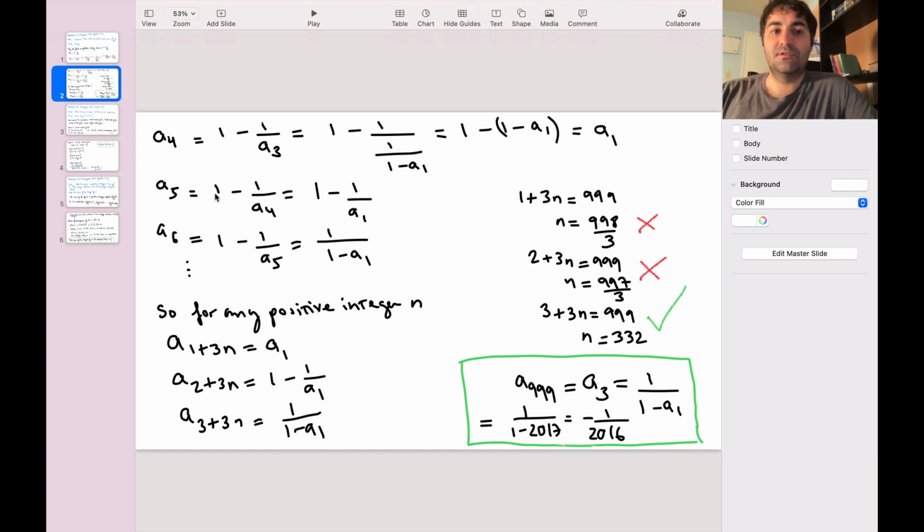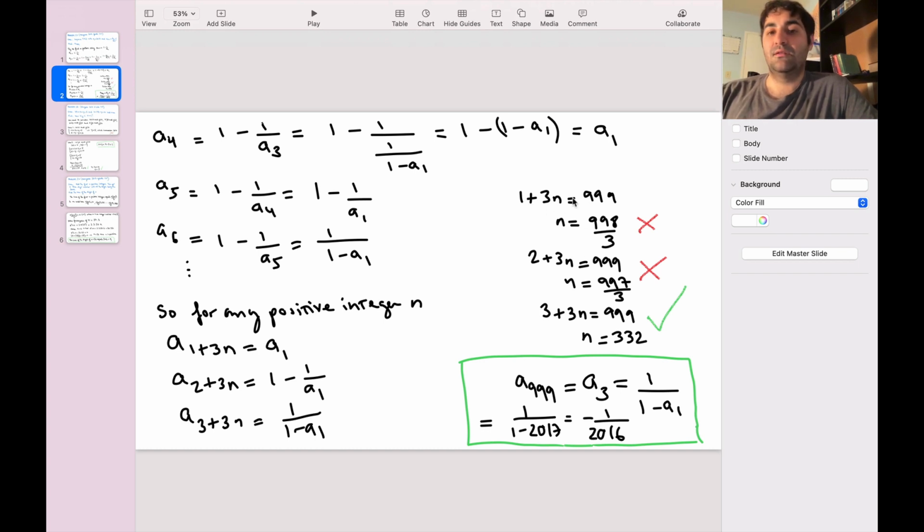So a_5 is equal to 1 minus 1 over a_4, and we know a_4 equals a_1, so then we get this pattern. For any positive integer n, a_{1+3n} equals a_1, a_{2+3n} equals 1 minus 1 over a_1, and a_{3+3n} equals 1 divided by 1 minus a_1. So what we need to do is find a_999. So we're going to set each of these equations equal to 999, and then we have to find which value is going to give an integer.